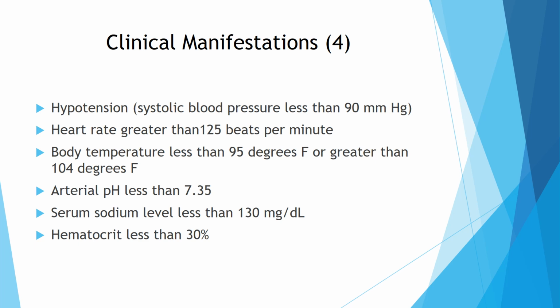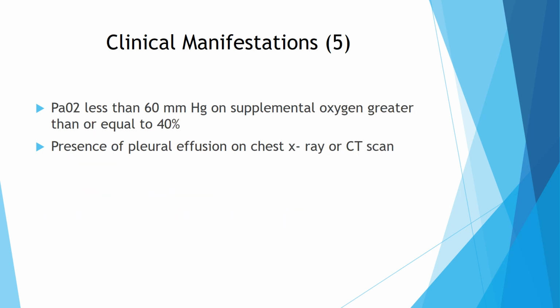body temperature less than 95 degrees or greater than 104. Their arterial pH will be less than 7.35. Their serum sodium level will be less than 130. Their hematocrit will be less than 30%. Their PaO2 will be less than 60 on supplemental oxygen greater than or equal to 40%. And there will be a presence of a pleural effusion on their chest x-ray or on their CT scan.